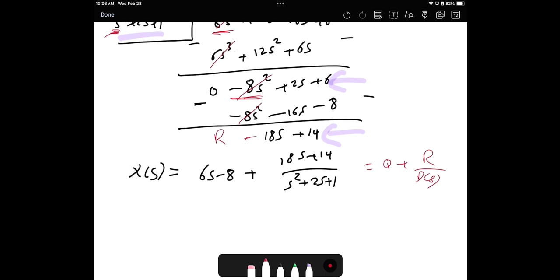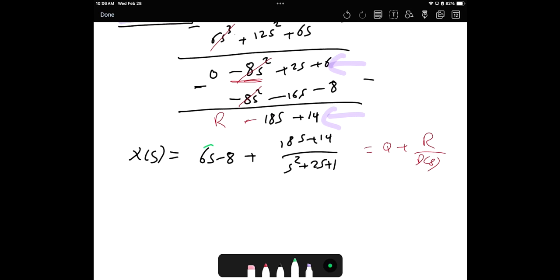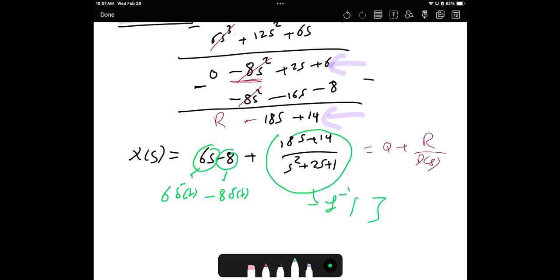Now, after that, I'm ready to do the partial fraction expansion. If we need to do Laplace inverse, for example, for 6s, this is equivalent to 6 delta prime of t. Negative 8 is equivalent to negative 8 delta. Well, how can I do Laplace inverse for this one? It is not easy because we have s squared plus 2s plus 1. So what should I do?